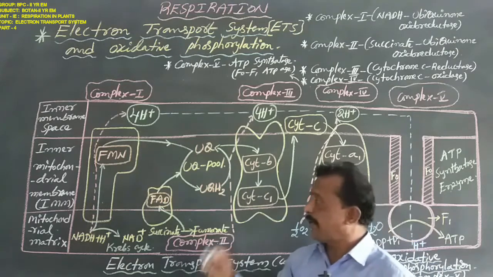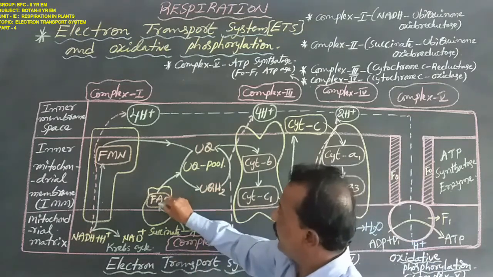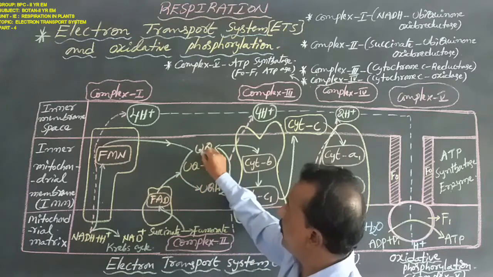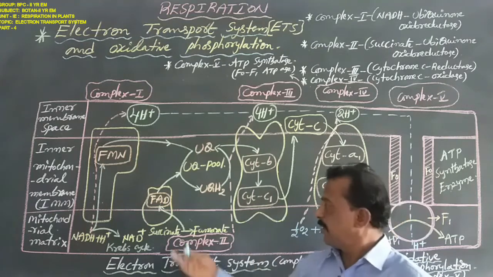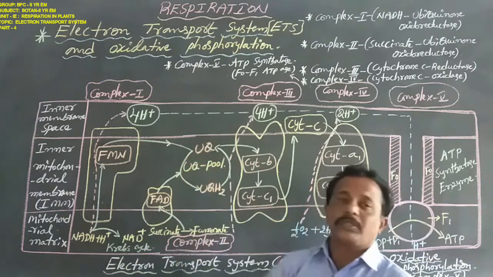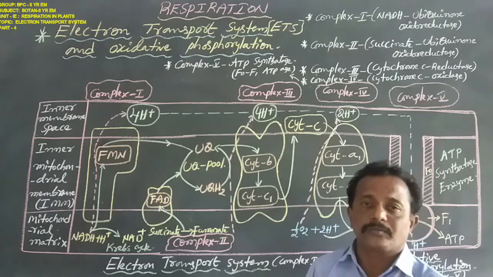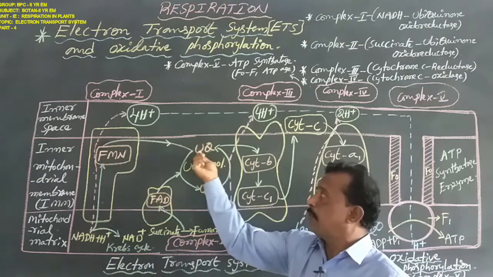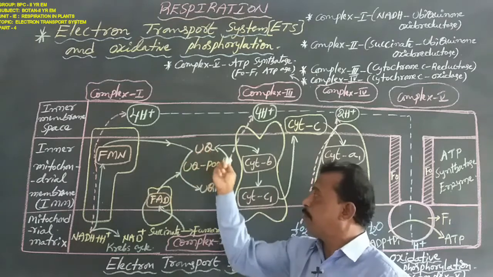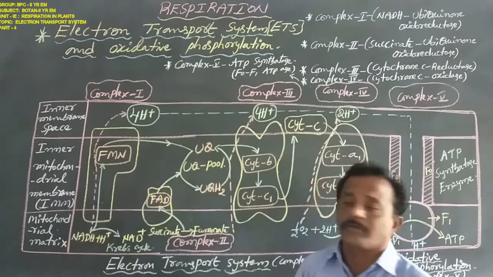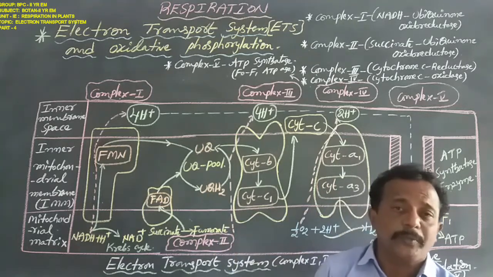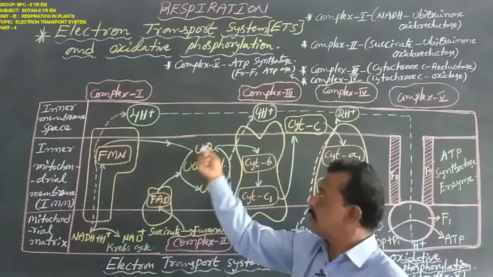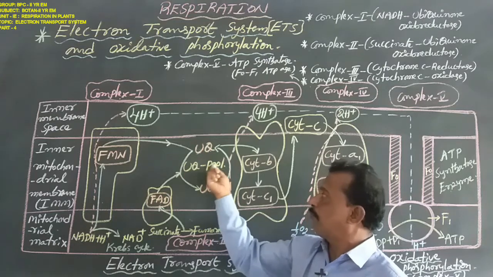And from FAD, the electrons again reach ubiquinone. Complex 1 electrons and complex 2 electrons both reach UQ, that is ubiquinone. So the oxidized ubiquinone, after receiving electrons, becomes reduced ubiquinone, that is ubiquinol. This process is known as the ubiquinone pool.